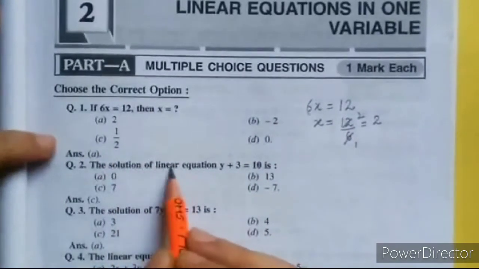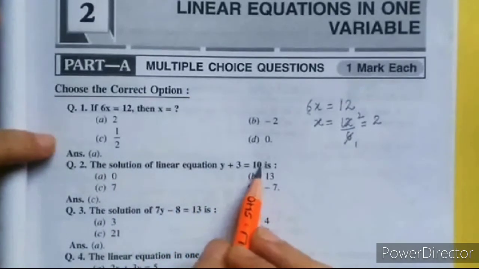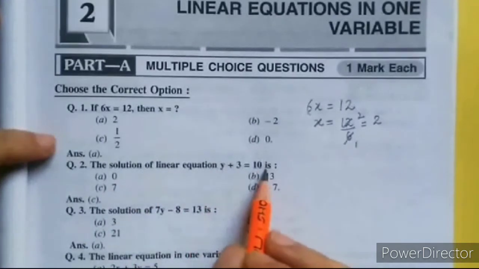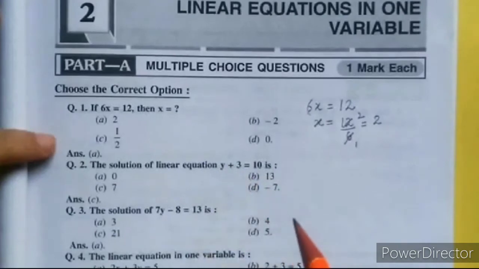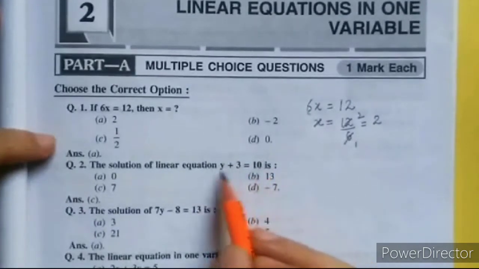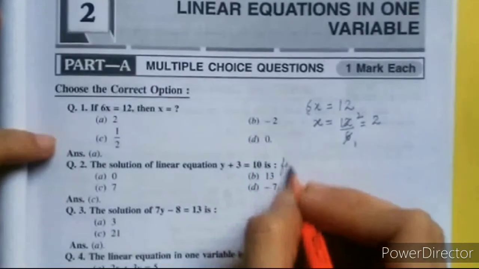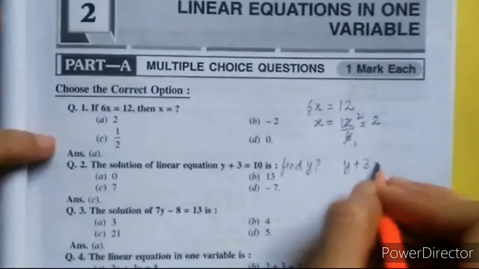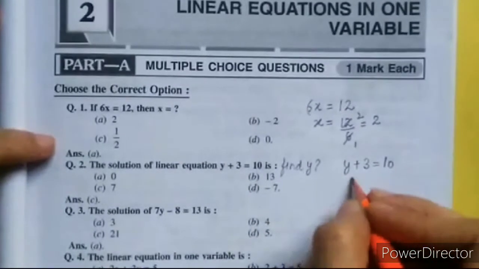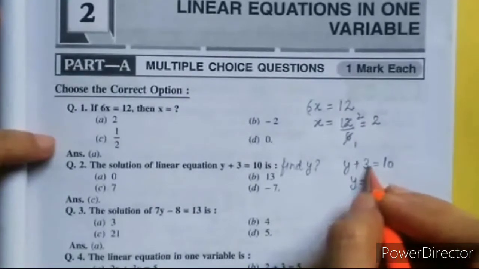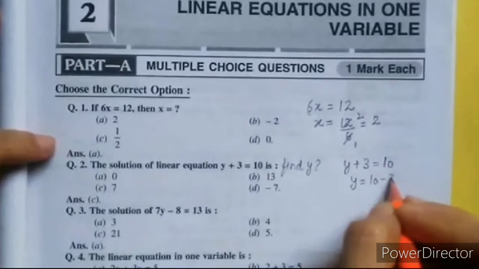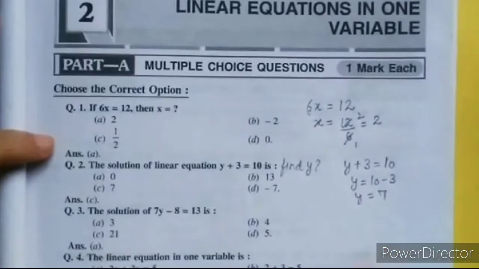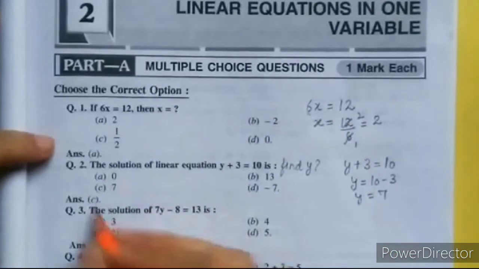Option A is the right answer. Next question. The solution of linear equation y plus 3 is equal to 10 is. We should find the value of y, that makes both the sides equal. So further we should find y plus 3 equal to 10. Therefore, y is equal to 10, plus 3 we transpose to that side. It will become minus 3. 10 minus 3 equal to 7. Therefore, option C is correct.